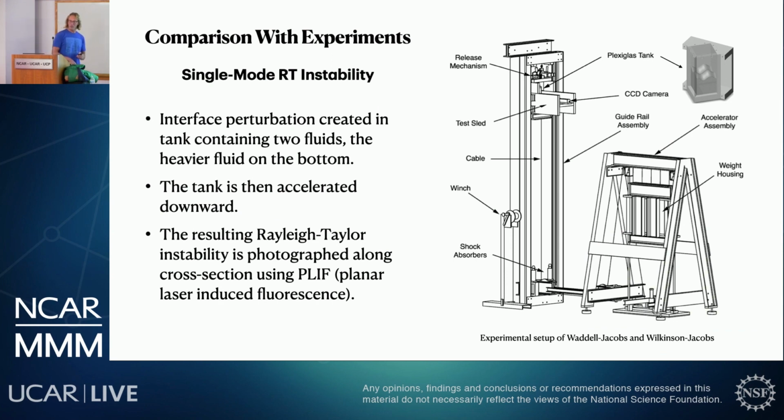Okay, now let's be a little bit more precise with these comparisons. So now we're looking at slightly more classical Rayleigh-Taylor experiments by Waddell and Jacobs and Wilkinson and Jacobs. So some are going to be in 3D and some are in 2D. So here you put 2 fluids in a tank, the heavier fluid on the bottom, and this time you accelerate the tank downward. So again, you're in this unstable Rayleigh-Taylor regime. And now you use some sort of laser-induced fluorescence. I think in this picture, they took a diagonal cross-section for the results I'm going to show you.